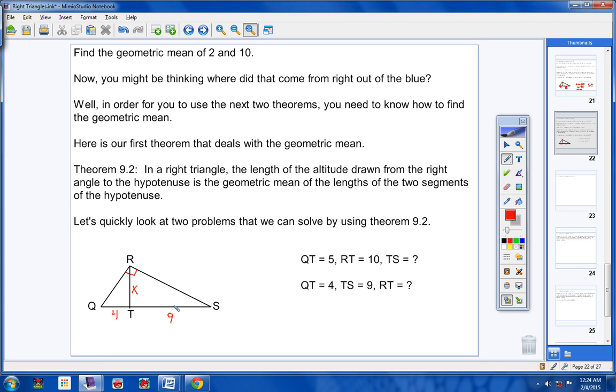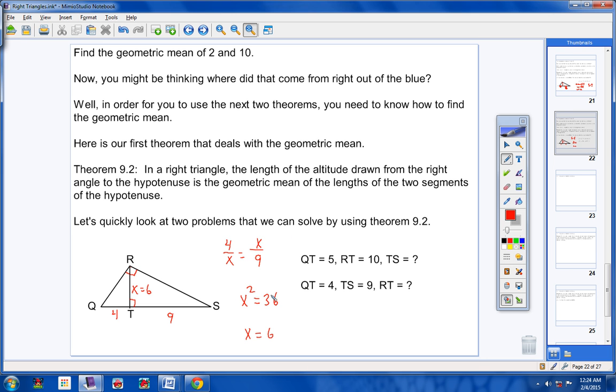Well, students, that's simple because, anytime you have an altitude drawn from a right angle to the hypotenuse, this length right here is always going to be the geometric mean of these two numbers here. Got it? So, let's take the geometric mean of 4 and 9. So I put my 4 here and my 9 here, and then the actual geometric mean goes here and here. x times x is x squared. 4 times 9 is 36. Take the square root of both sides. x equals 6.